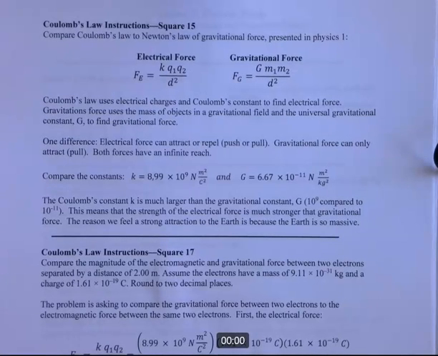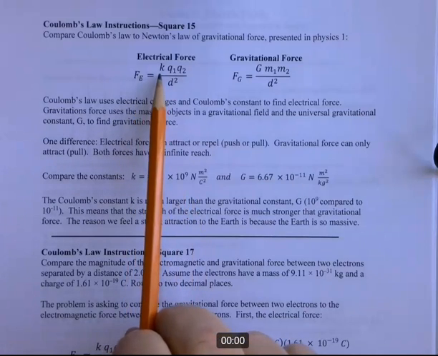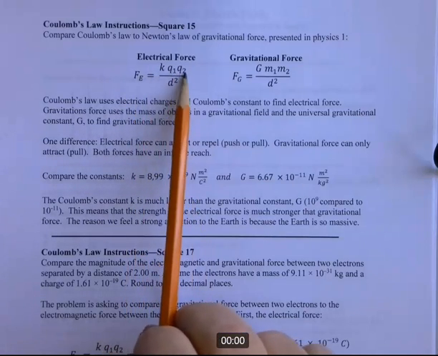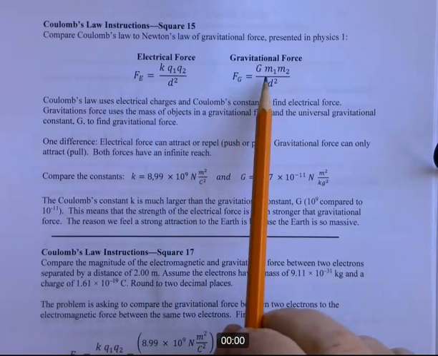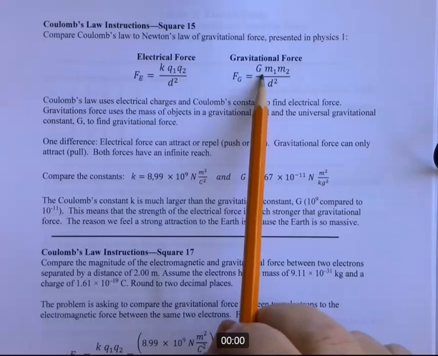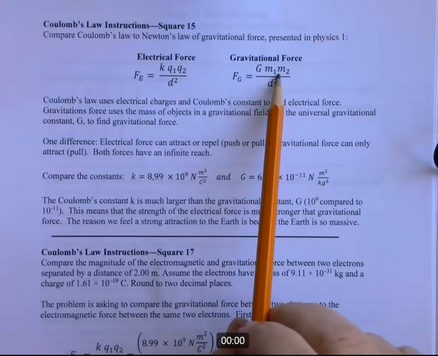What they conclude this instruction part with is comparing Coulombs Law to the gravitational force equation. And you can see they look almost identical. The electrical force equals Coulomb's constant times the two charges divided by the distance squared. For the force of gravity, it's the universal gravitational constant times the two masses.